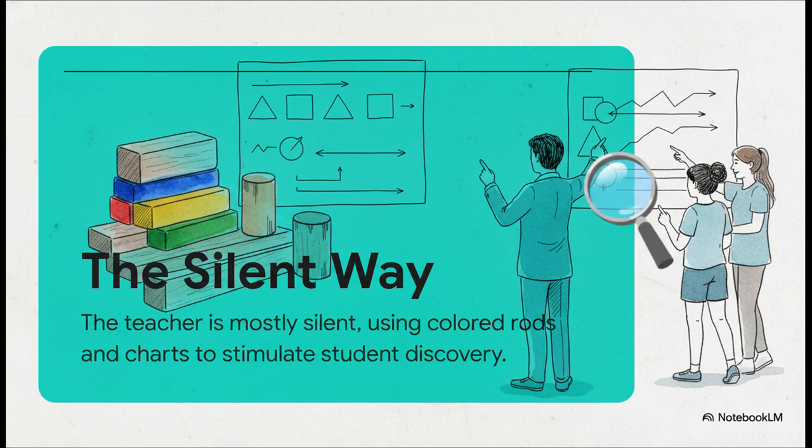Next, the silent way, which totally flips the script on what a teacher does. The teacher is silent, almost the whole time. Instead, they use these little colored rods and wall charts to get students to talk and to figure out the patterns of the language for themselves. It's all about student discovery, not teacher-led instruction.